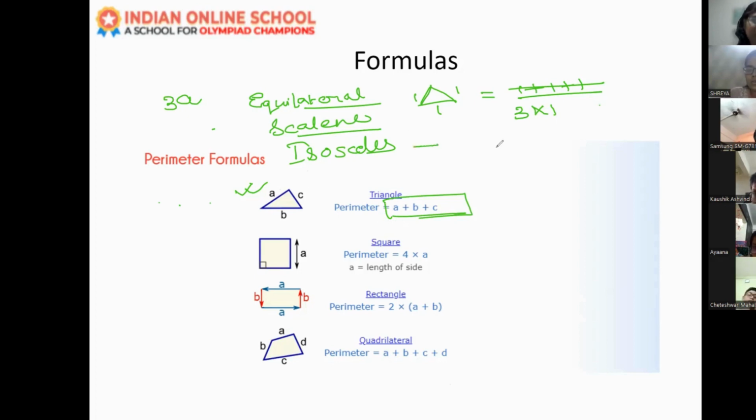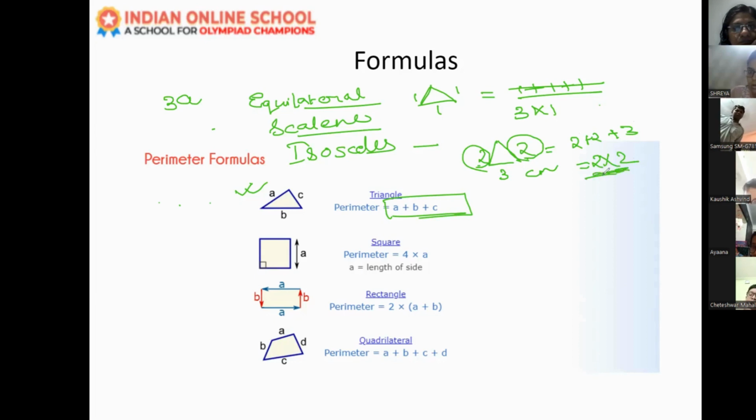Coming to the isosceles triangle. An isosceles triangle is one which has two sides equal and the third side different. For example, this is 2 centimeters, this is 2 centimeters, and let's say this is 3 centimeters. Two sides are equal. So you can go either like this, 2 plus 2 plus 3, or, since these two sides are equal, you can do 2 times 2. So 2 into 2 plus the third side, so 2a plus 3, this is what you can do. Am I clear, all of you? So this is all about triangles.